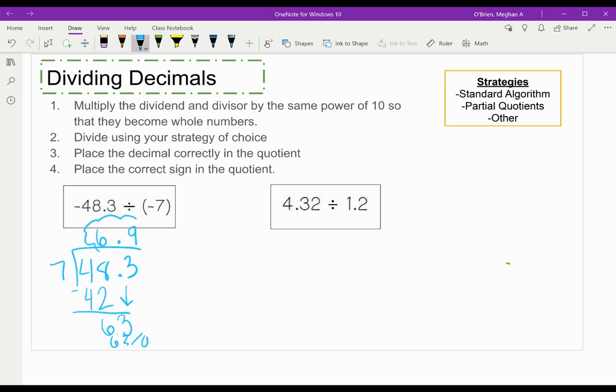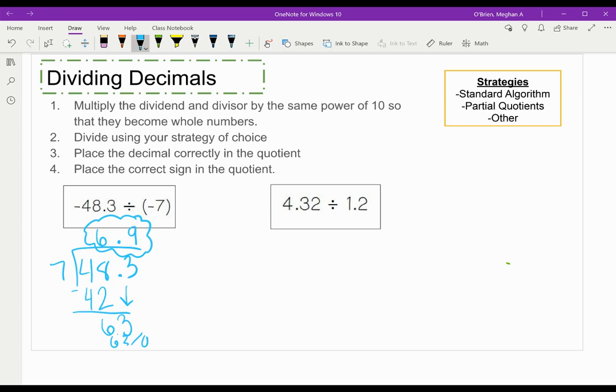And so my final answer is 6 and 9/10 groups of -7 fit into -48 and 3/10. As for the signs, a negative divided by a negative is a positive, so I'm just going to keep it positive. And the decimal's already in the quotient where it belongs. And my answer is reasonable. Always check that, using estimation: does that make sense? It does.